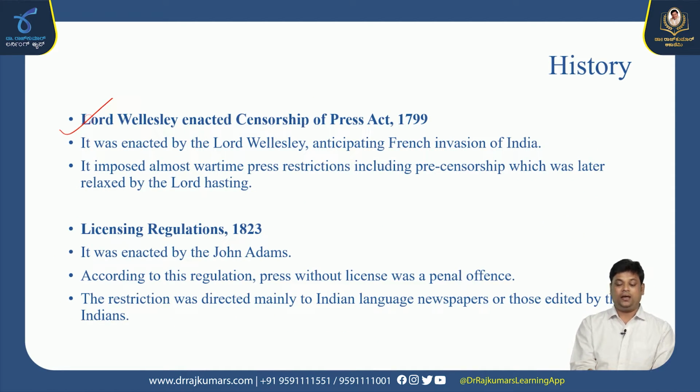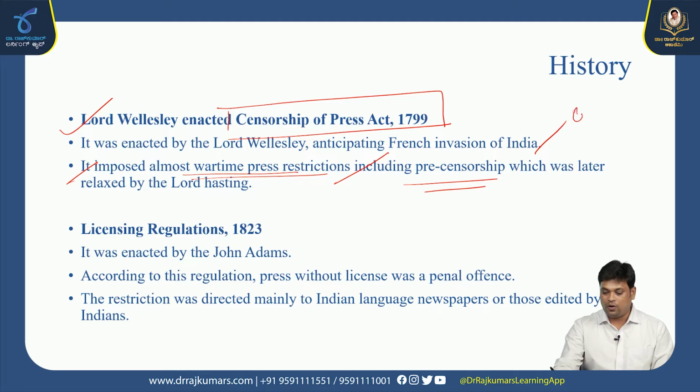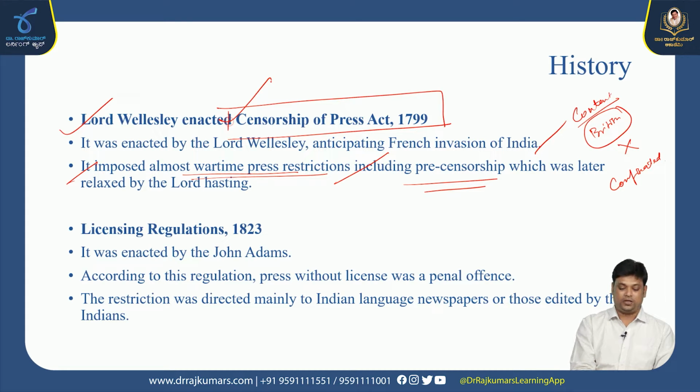Lord Wellesley enacted the Censorship of Press Act in the year 1799. Okay, why? Because of the French invasion of India, and also wartime press restrictions including pre-censorship, which was later relaxed by Lord Hastings. Censorship is simple. There should not be any content against the British government published. If there is, then all the press materials will be confiscated. Okay, that is called the Censorship of Press Act.